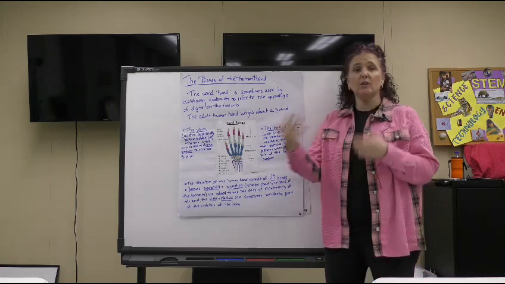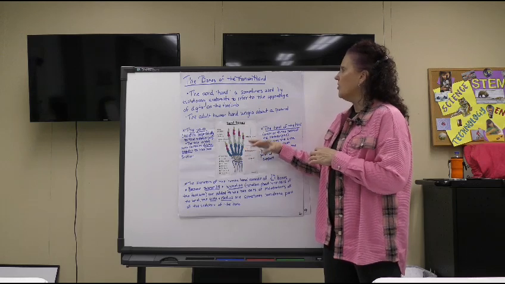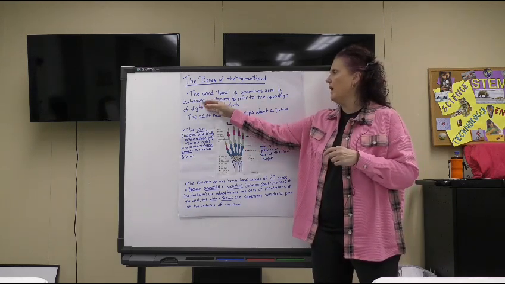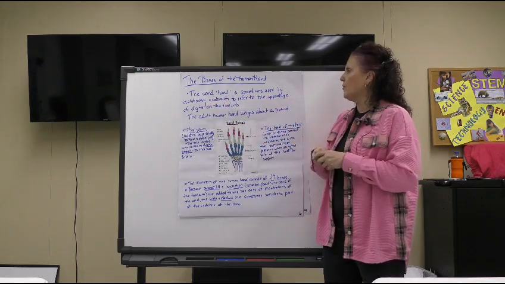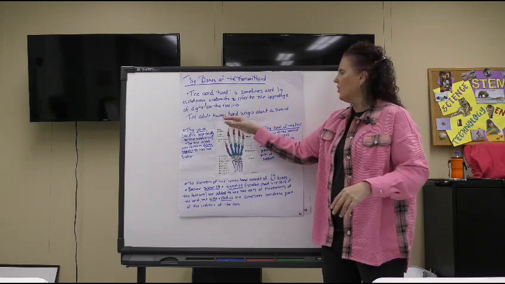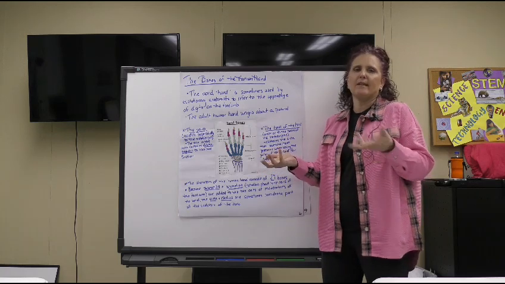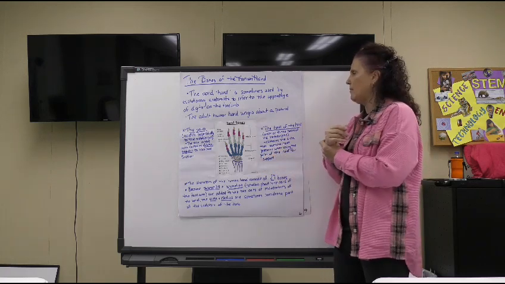The bones. We looked at the muscles, so I did this little drawing here of the bones. The word hand is sometimes used by evolutionary anatomists to refer to the appendage of the digits of the forelimb. That's what these are. The adult human hand weighs about a pound. That's not very much. Your brain weighs 7 or 8 pounds. So your hand weighs about a pound.